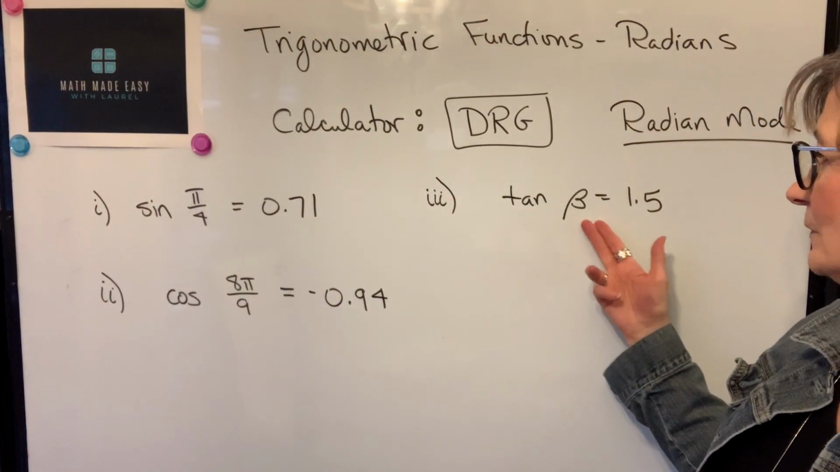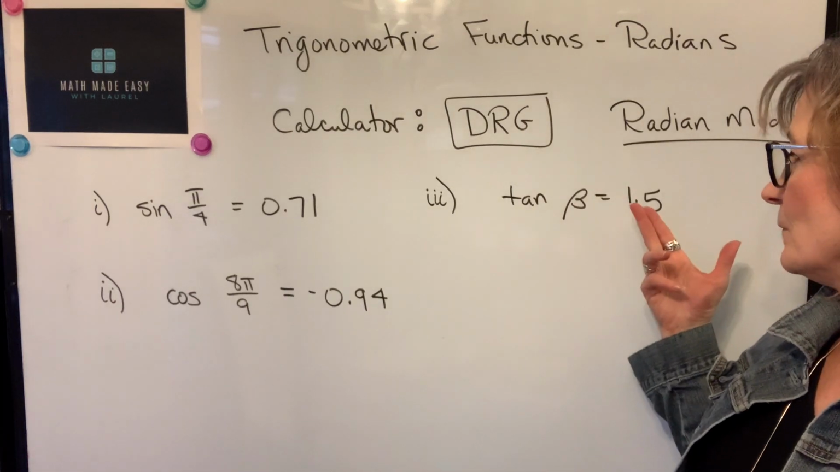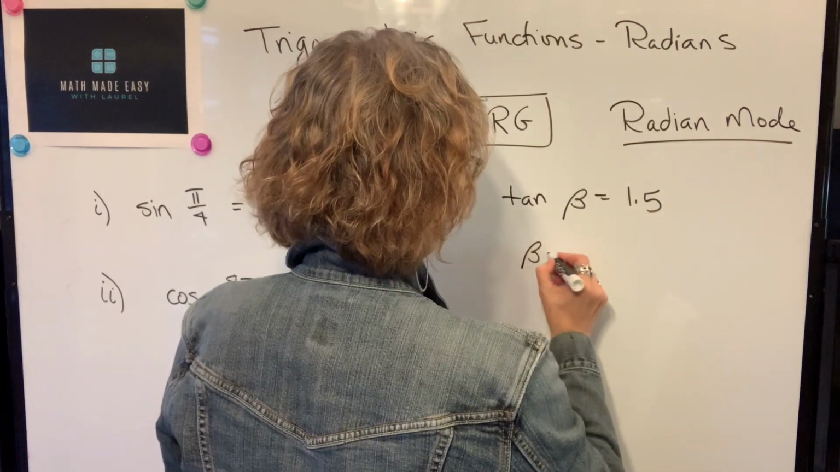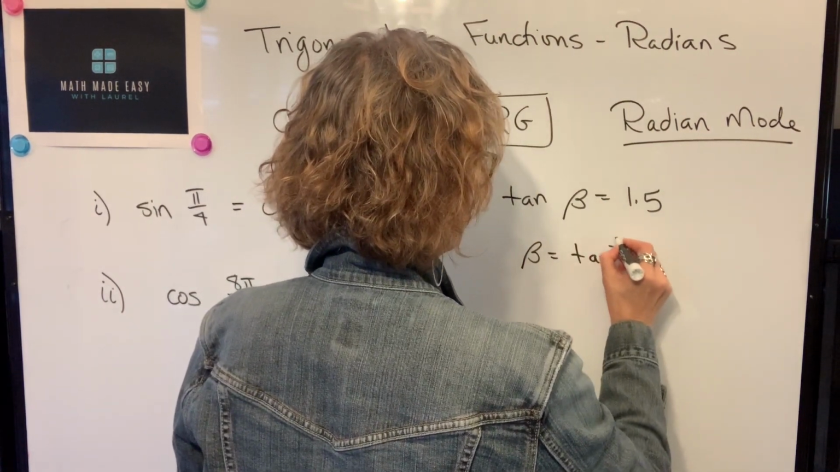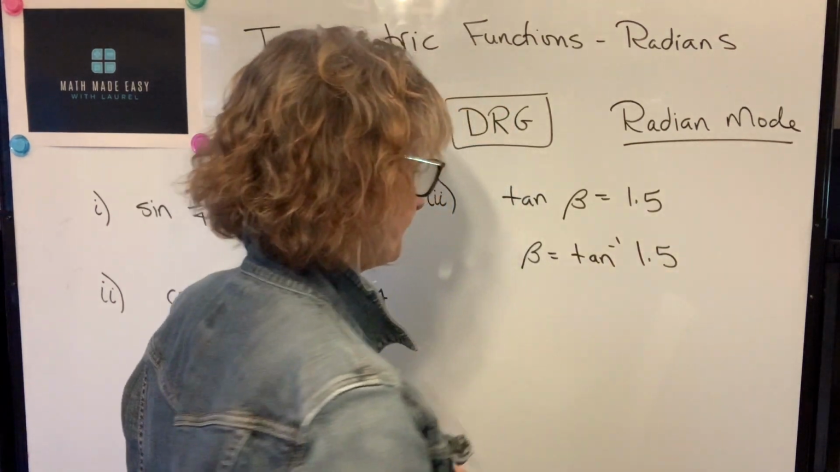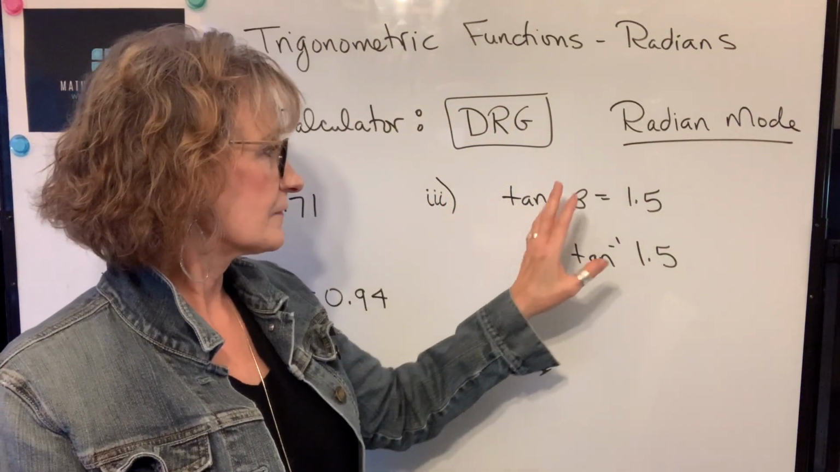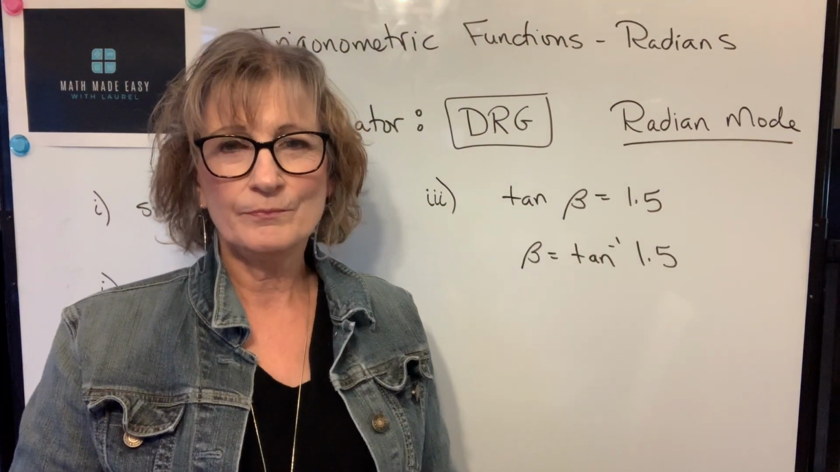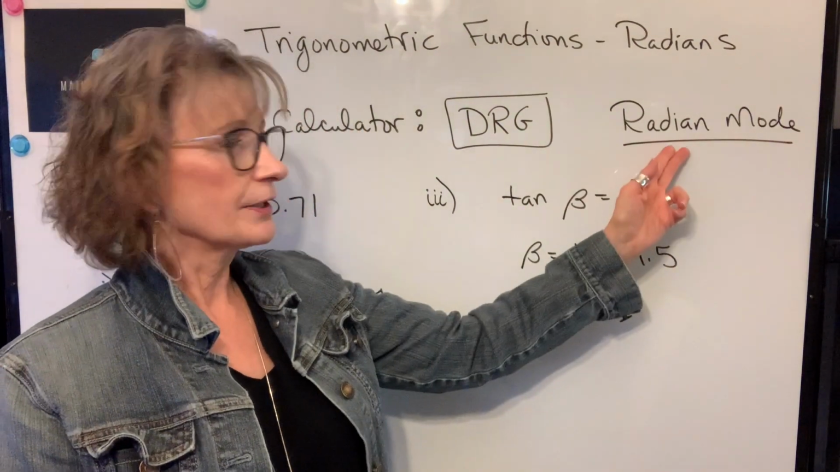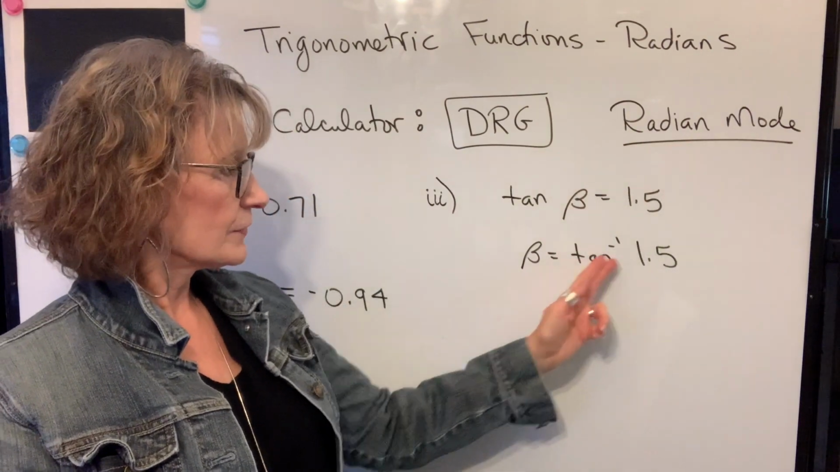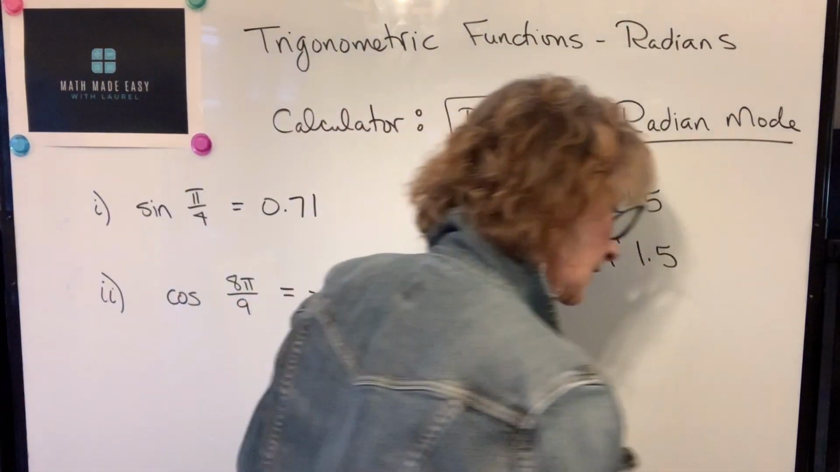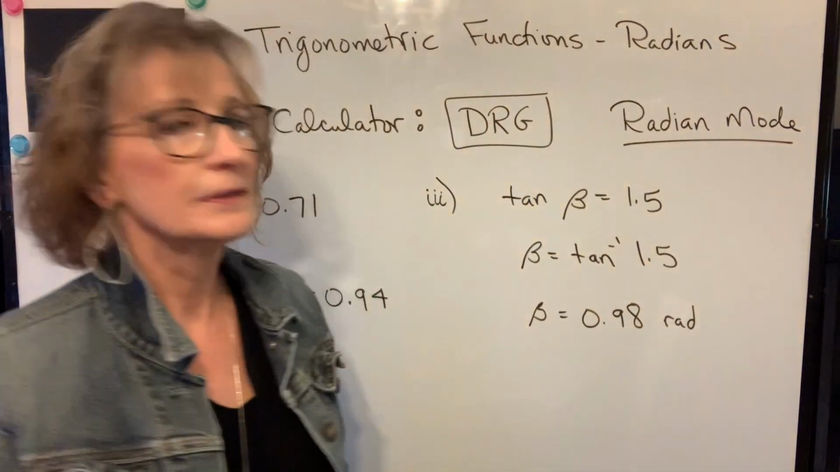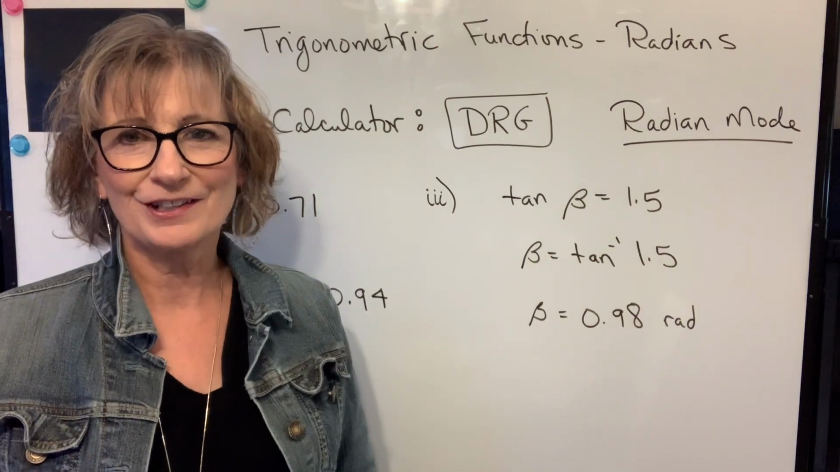The next example is an inverse trig function. We do it the same way we did it when we were working with degrees. Beta will equal the inverse tan of 1.5. So if we had tan of some angle we're finding is equal to 1.5, and we want that angle in radian measure, we would make sure our calculator is in radian mode and just do inverse tan of that value, and we should get 0.98 radians. So again, try that on your calculator.